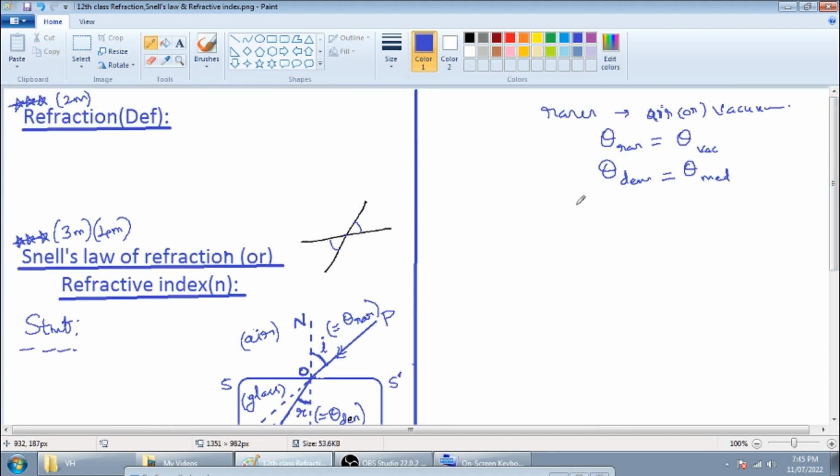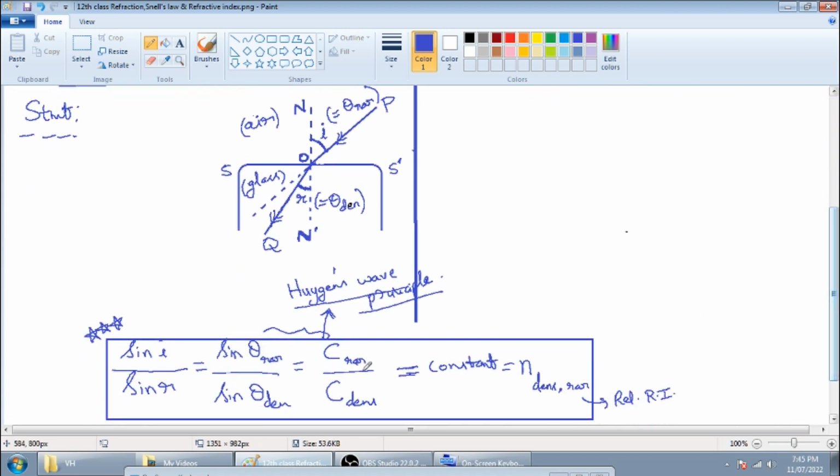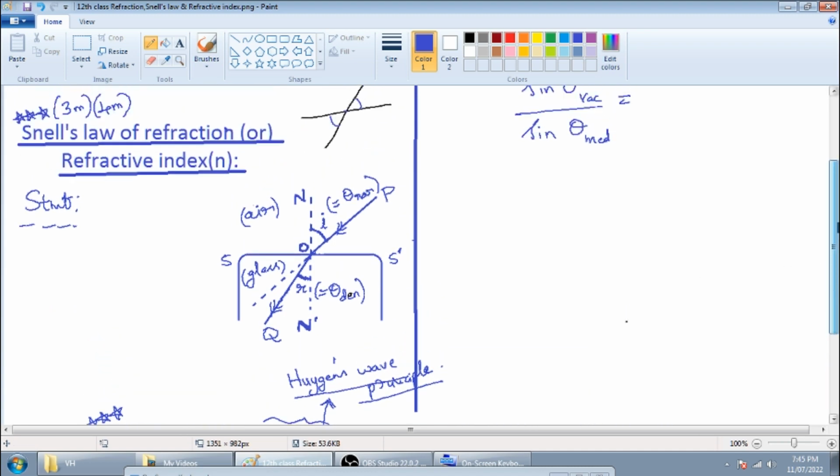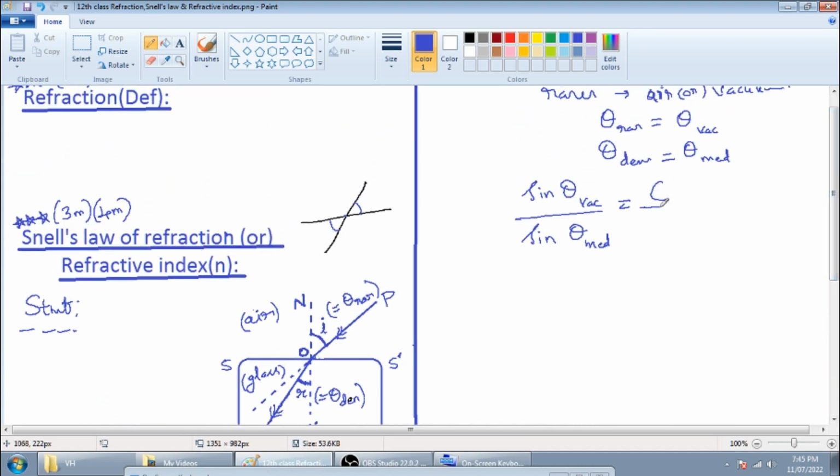Applying these two equations in the special case when the rarer medium is taken as air or vacuum, we are considering absolute refractive index only. So sin i by sin r can be written as: i is the angle in the rarer medium, which is theta vacuum, so sine of theta vacuum divided by sine of the angle in the denser medium, which is any medium, so theta m or theta medium. In terms of velocities of light, the velocity of light in the rarer medium divided by the velocity of light in the denser medium is C vacuum divided by C medium.